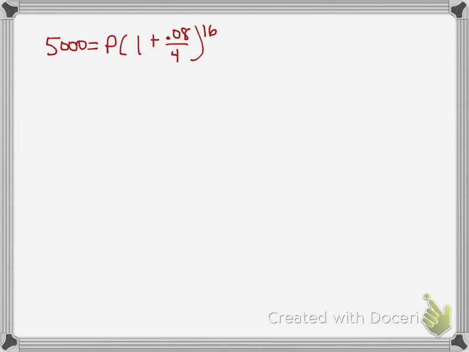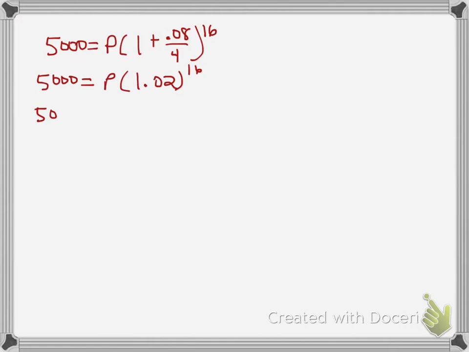As you can see, all I did was raise it to the 16th power. I multiplied 4 times 4. We're going to take 1 and add that 0.08 divided by 4. I want to see what that value actually is. So 5,000 is equal to P, and then that becomes 1.02, and we're going to raise that to the 16th power.